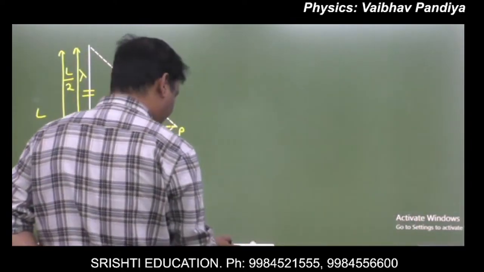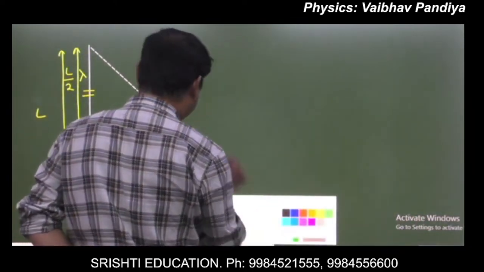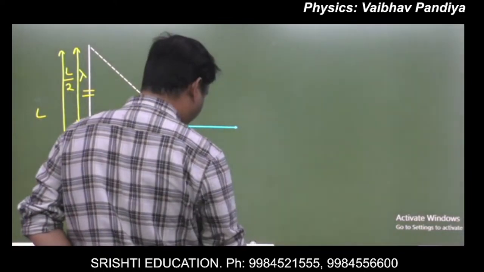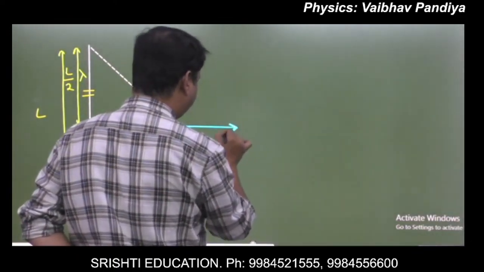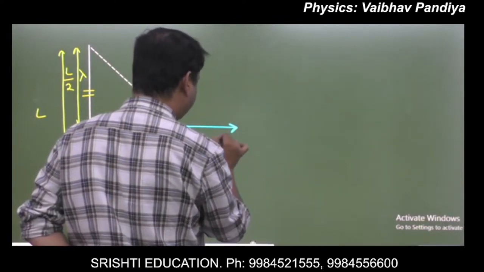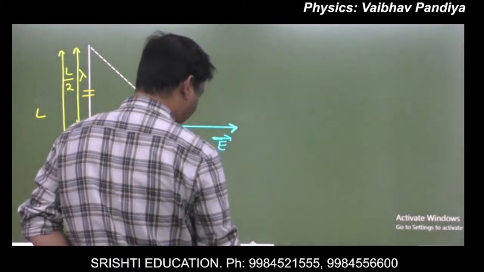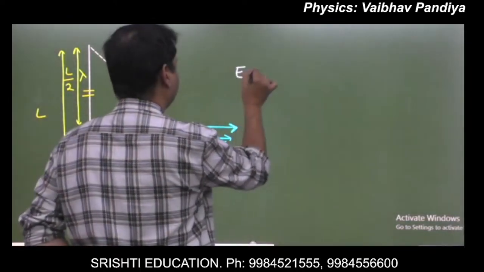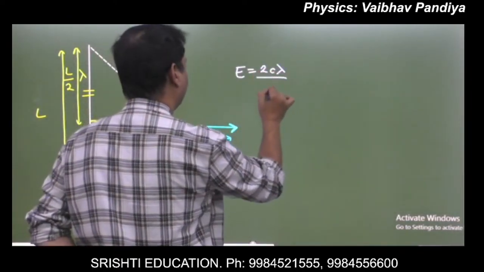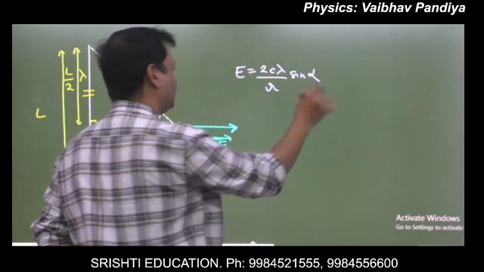And assuming the positive charge model, I'm making E outward perpendicular to the rod. And since I'm making a generalized case, which will be applicable for both positive charge as well as negative charge, I will not put modulus over lambda. So E will be 2c lambda by R sine alpha, correct?